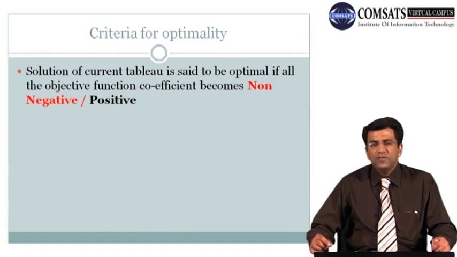If even one coefficient of the objective function is negative, then that will not give you the optimum solution. But if all the values of the objective function are positive, then that table will give you the optimum solution. In this case, the current solution is said to be optimal if all the objective function coefficients become non-negative or positive, as I have just discussed.